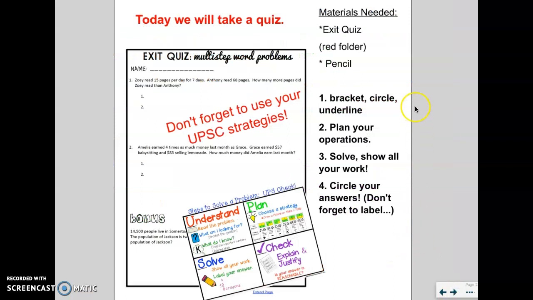So your job today is to get the exit quiz out of your red math folder and a pencil. This would be a good time to pause the video if you need to grab your materials.